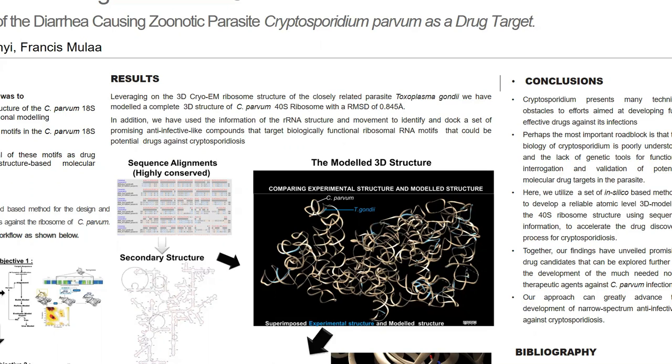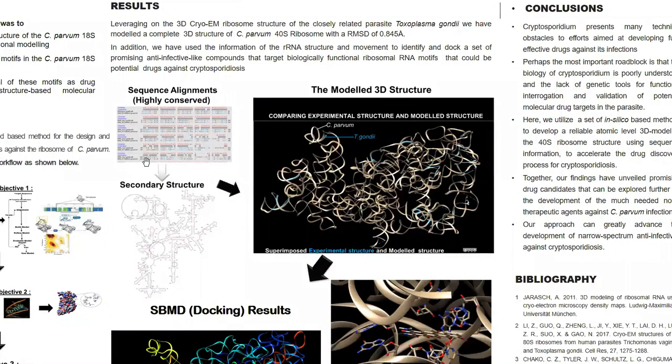Additionally, we used the information from the RNA structure and the movement to identify and dock a set of promising anti-infective-like compounds that can biologically target the functional regions of the ribosome in C. parvum. As shown in the diagrams here, this was developed. The results indicated that there is a high sequence conservation between the 2 structures.